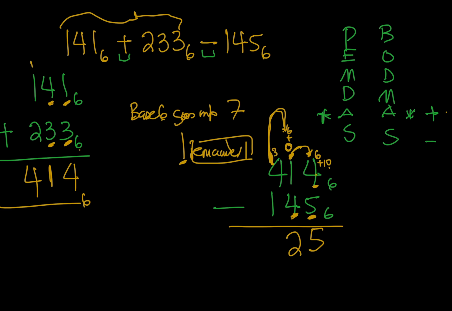It's now 3. 1 from the 3 is 2. And we have 225 base 6 as our final answer.